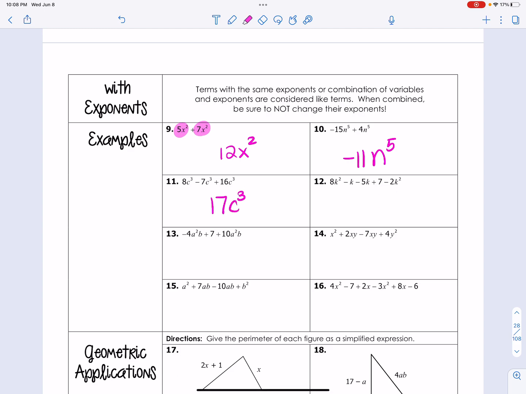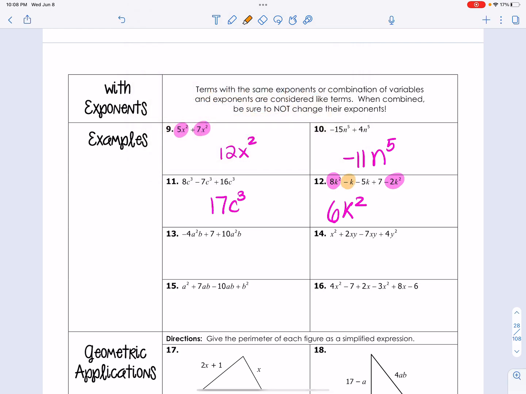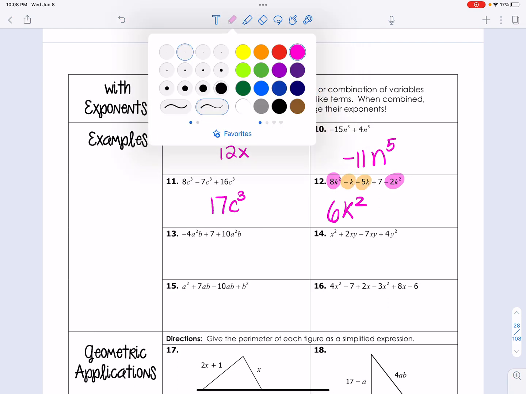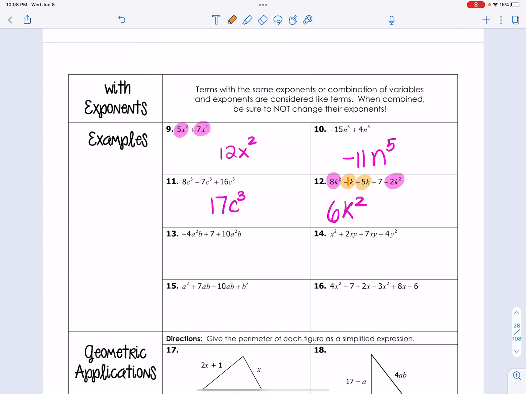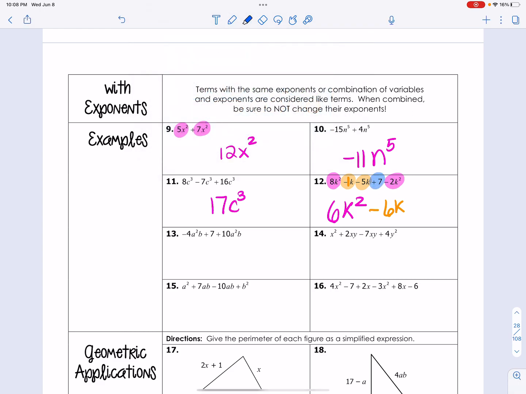Okay, but now this goes back to like terms. So you have 8k squared minus 2k squared. So that's going to be 6k squared. But now this is something different. So you have minus k minus 5k. If you need to, put a 1 in front of this. So a negative 1 and a negative 5 is a negative 6k. And then you just have that random 7 hanging out, that constant value. So you're going to put plus 7. Okay, so that has 3 terms.